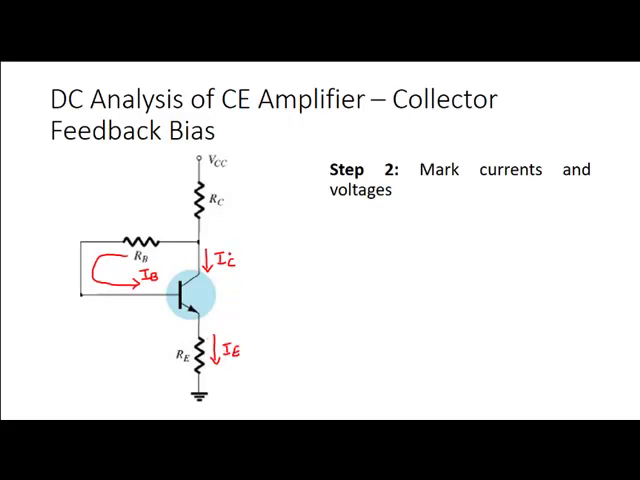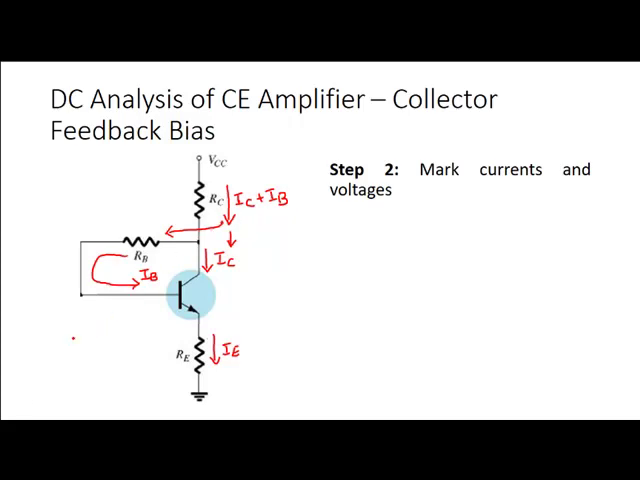One more important point that we need to note here: the current that flows from VCC through RC actually gets divided into two parts. One part of this current flows into resistor RB, and the remaining part flows into IC. So it is the same current that is getting divided. So this main current that is flowing through RC should be equal to IC plus IB. This is one important point that you should observe here.